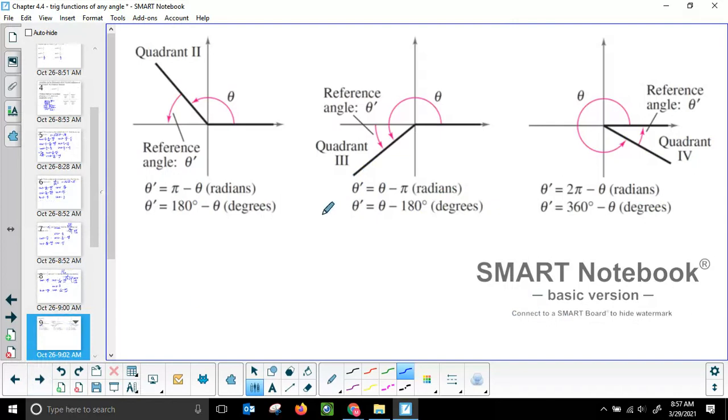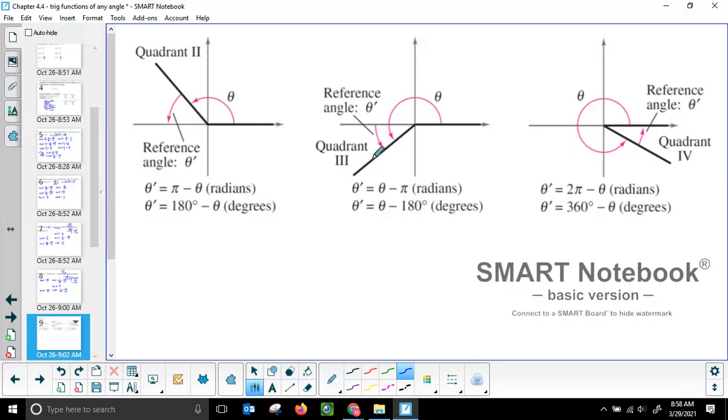Okay, so now we're going to talk about reference angles. We have our regular angle theta, and we have our reference angle, which we call theta prime, which has this little apostrophe above it. These are just really easy formulas as a way to find your reference angle. So if you're in the second quadrant, all you have to do is take pi or 180 and subtract your theta.